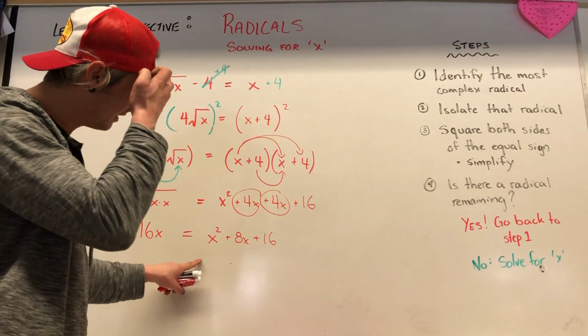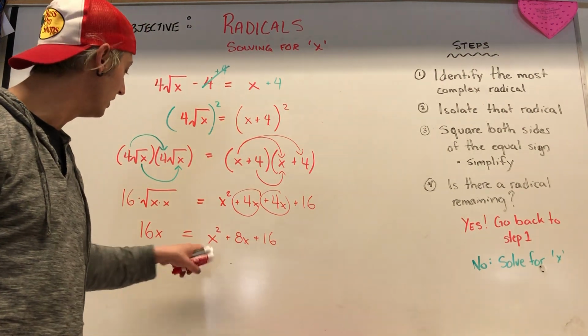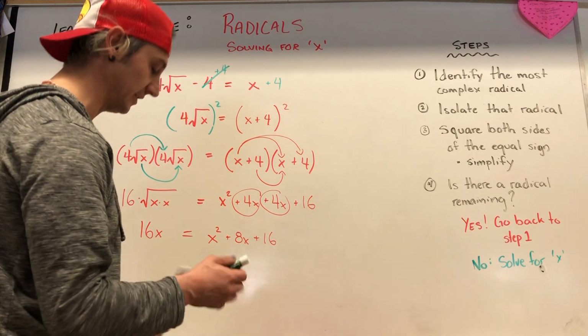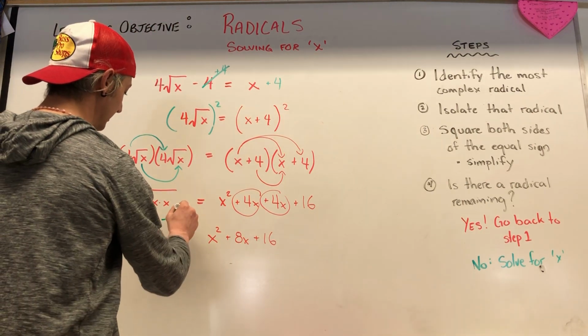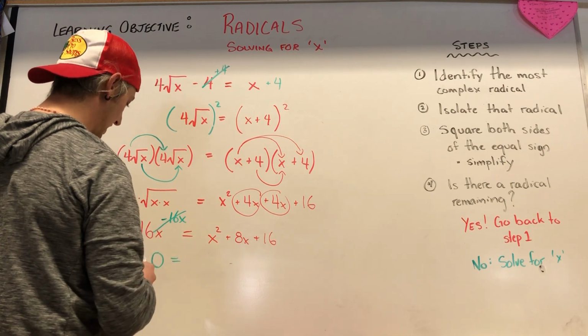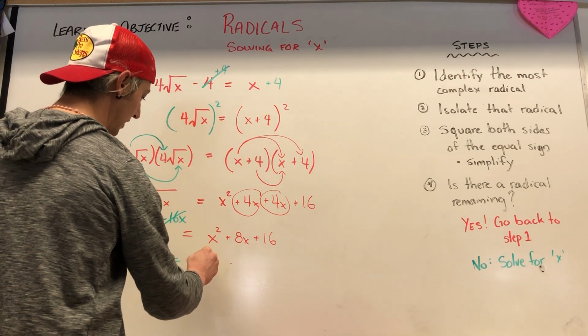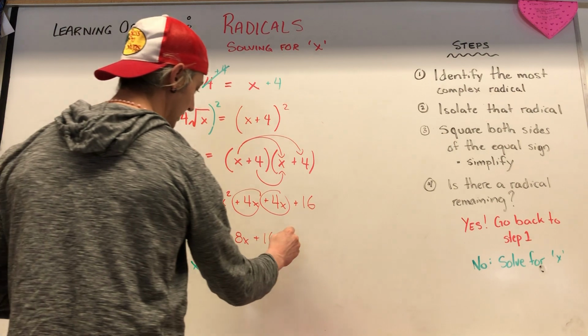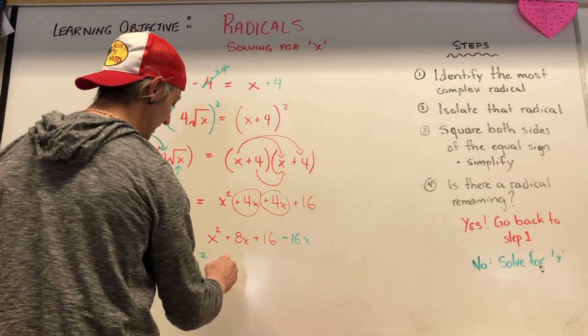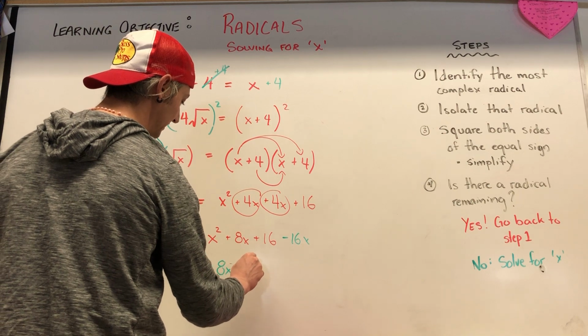And in this case, I can tell I have a quadratic now. So I am going to solve the quadratic by moving everything to one side. And to do that, I'm going to subtract 16x from this side to leave 0. And I will have x squared, I have to minus 16x over here. 8x minus 16x is minus 8x plus 16.